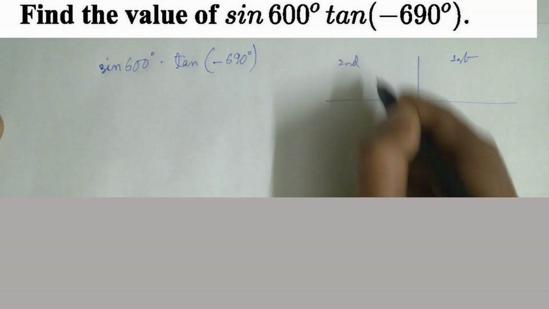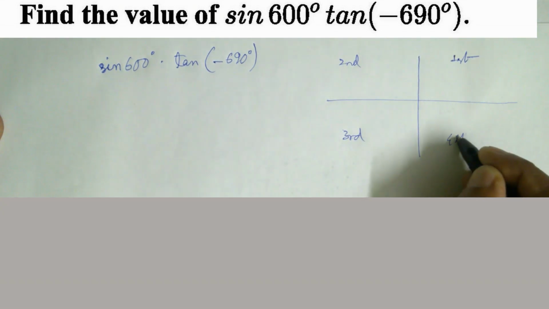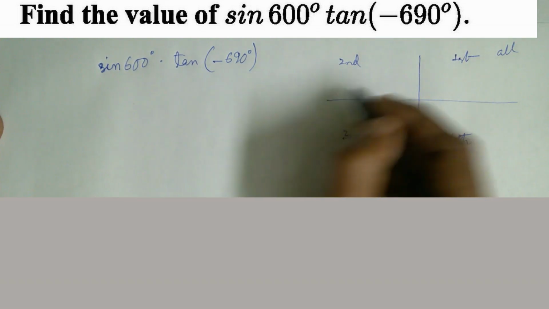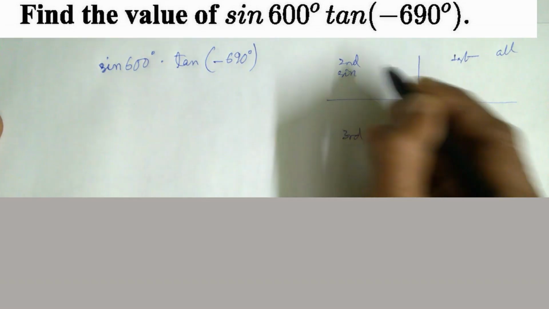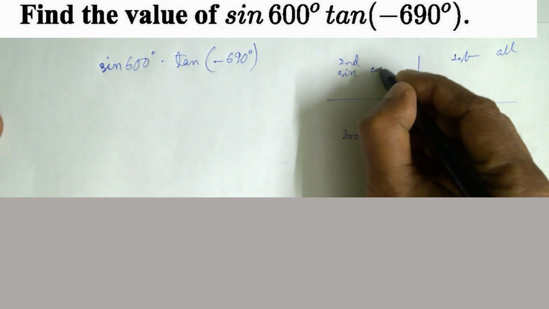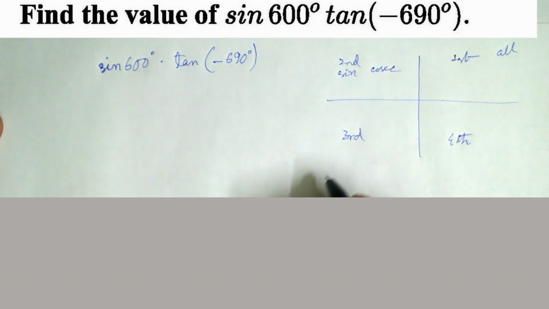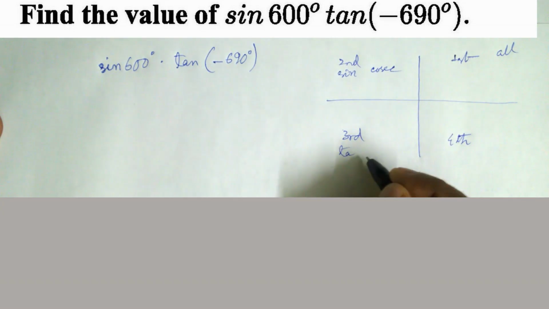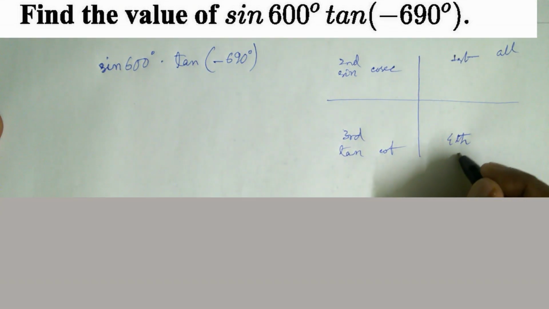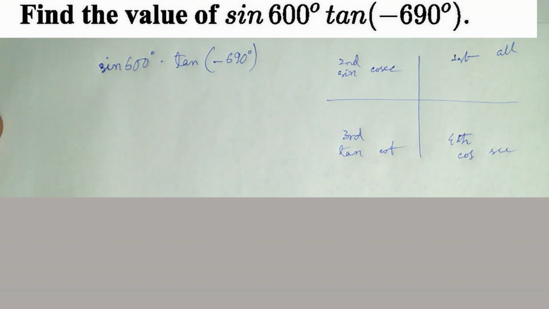second, third, fourth, as usual. In the first quadrant all are positive; in the second quadrant sine and its reciprocal, cosec, are positive; in the third quadrant tan and its reciprocal cot; in the fourth quadrant cos and its reciprocal sec are positive.